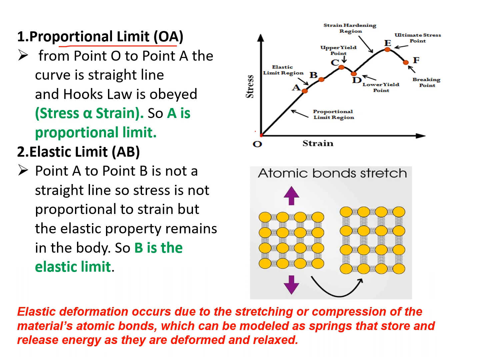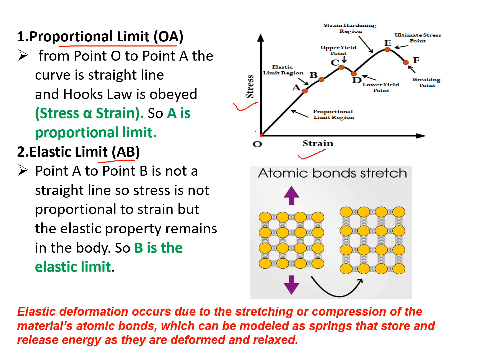The first one is the proportional limit, that is from O to A. Now we are moving from O to A. What is the observation? From O to A, we have a line. It means the stress is proportional to strain, and it means Hooke's law is obeyed. And after A up to B, we have the elastic limit.